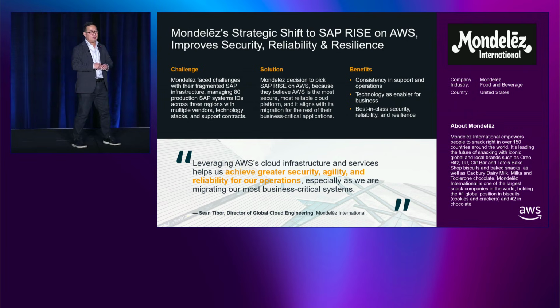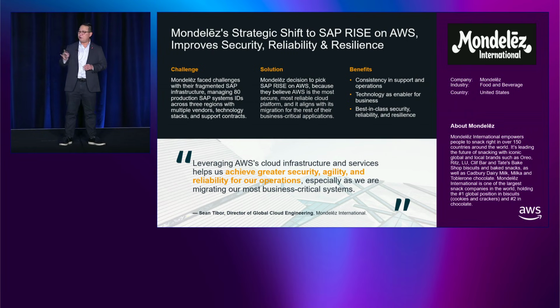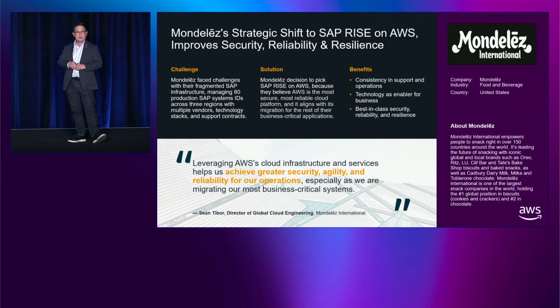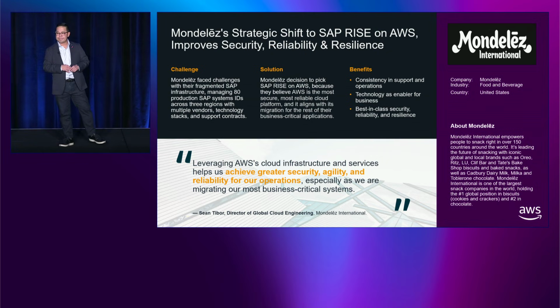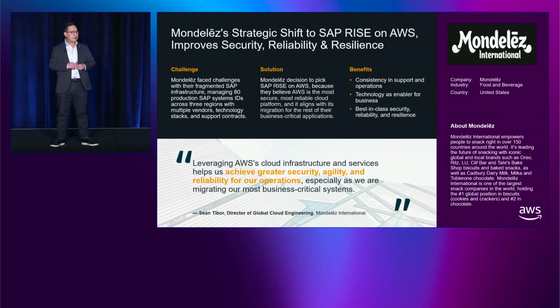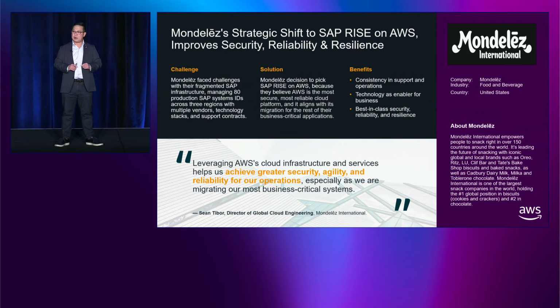Mondelez International is a food and beverage company in the US. They have gone through a very similar journey as well. So with them, they had to deal with a fragmented SAP infrastructure environment. They were dealing with over 80 production SAP IDs.